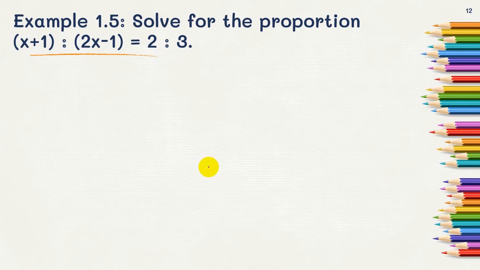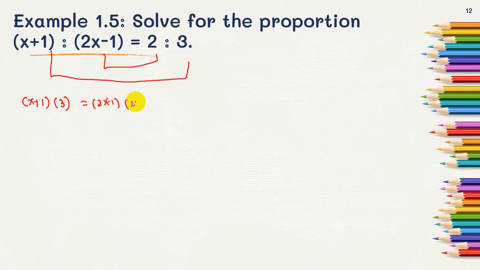Next, example 1.5. Solve for the proportion x plus 1 is to 2x minus 1 equals 2 is to 3. So same thing, you will be multiplying the means. You will also be multiplying the extremes. So let's try starting first with the extremes. So x plus 1 times 3, it will be written like this. x plus 1 times 3 equals 2x minus 1 times 2.